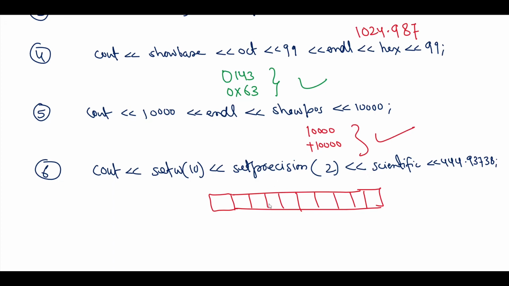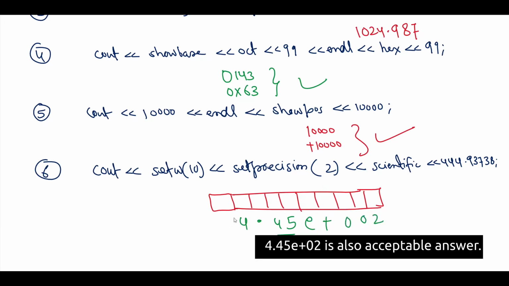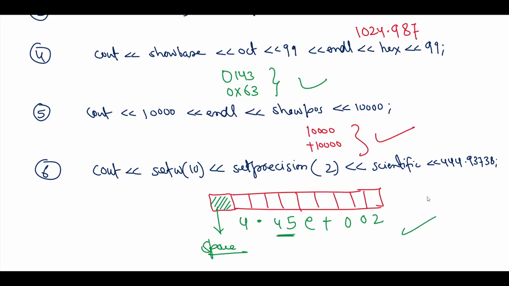So basically we have 10 places here and we are setting the precision to 2 and the notation is scientific. So the answer to this would be 4.45, because we are setting the precision to 2, so we have 2 digits after the decimal, and as the notation is scientific, it will have E plus 002. There will be a space here because we have a space as the fill character by default, right? So the answer is this: 4.45E+002. Clear?